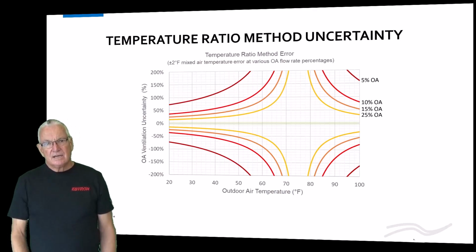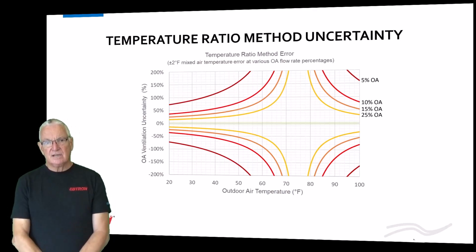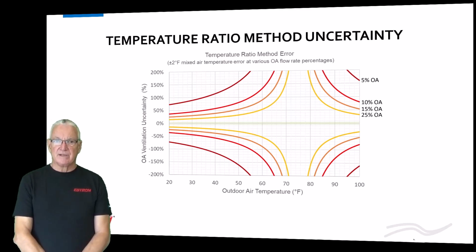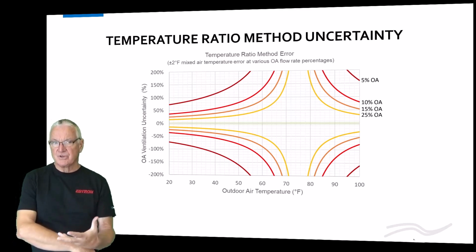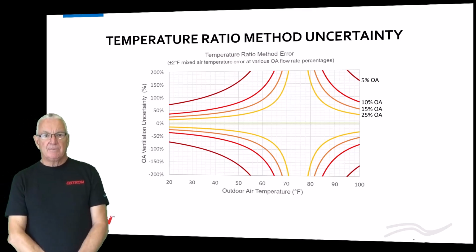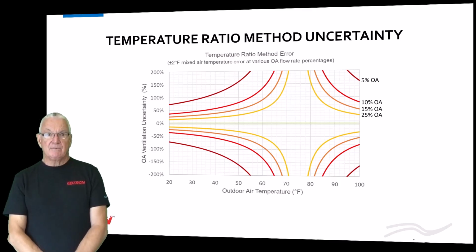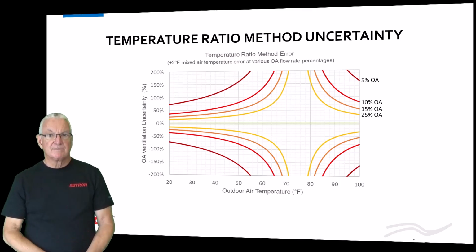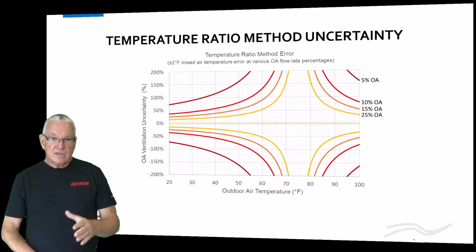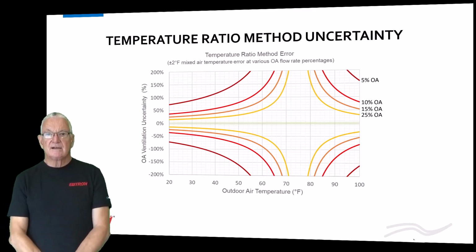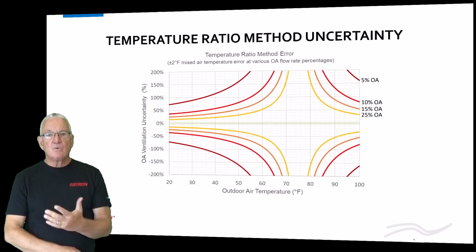So listen, here what I'm doing is I'm going to hold that 2-degree uncertainty constant on the mixed air measurement. It's probably worse than what I'm showing you, okay? And I'm going to look at temperature from 20 to 100 degrees outside, and I'm going to look at percentages of outside air and supply air that range between 5 and 25%. I think that's a pretty good range for most of your applications, okay? When you look at this, that little green area is my plus or minus 5% target, where I want to be. Okay, you're nowhere near that target.